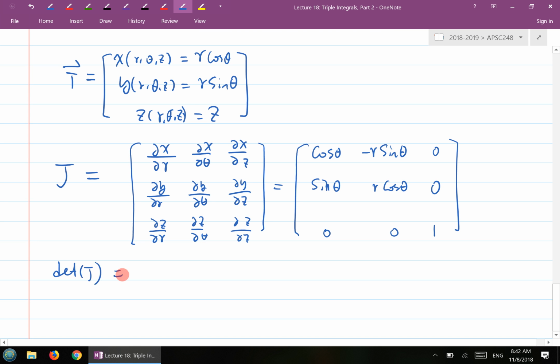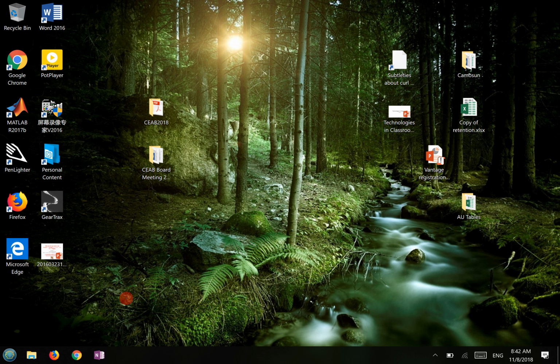Even though it's a 3×3, there are also two zeros here, so it's a much more simplified determinant calculation. You end up with just r. R is part of the cylindrical coordinates. By definition, r is going to be greater than 0 because r is always the distance from a certain point to the origin. So your r is by default greater than 0.